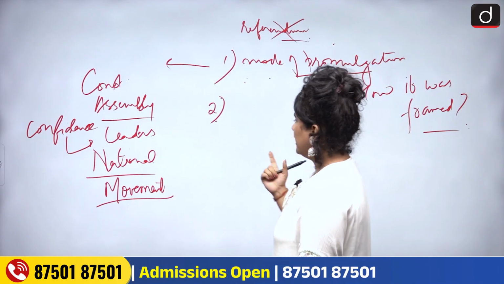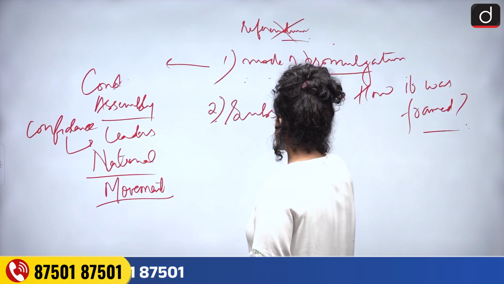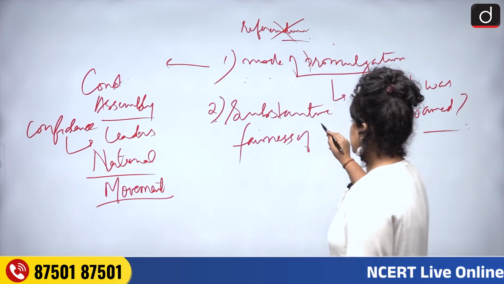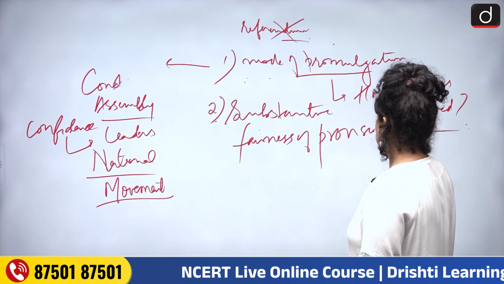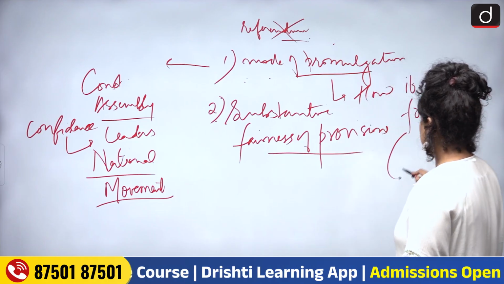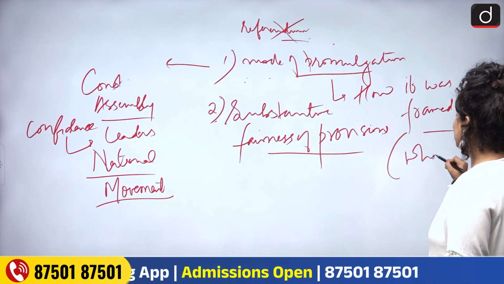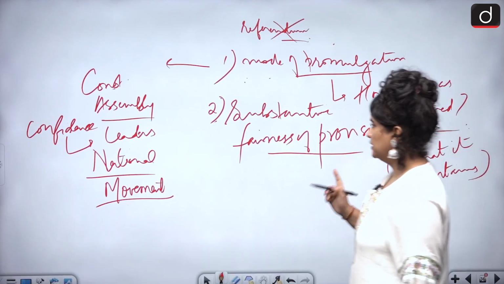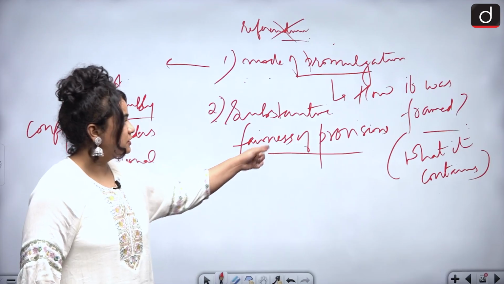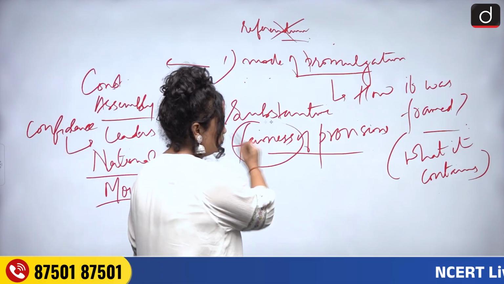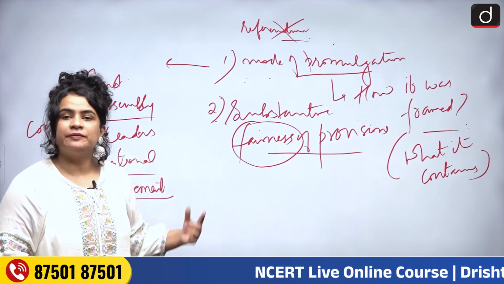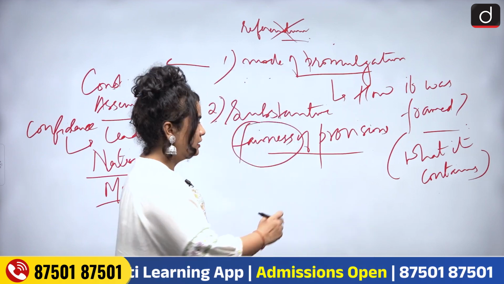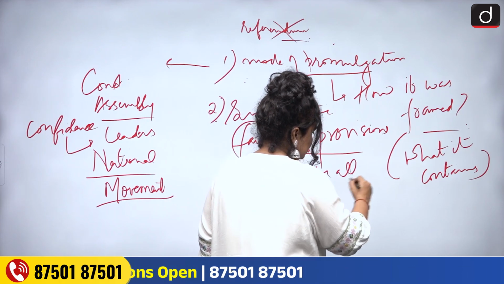So the second way of deriving legitimacy is substantive fairness of provisions, which means what it contains. What are the provisions of the Constitution? Now, when we talk about substantive fairness of provisions, it means that the provisions must be applicable to all citizens fairly, which means there must be something over there for all citizens.